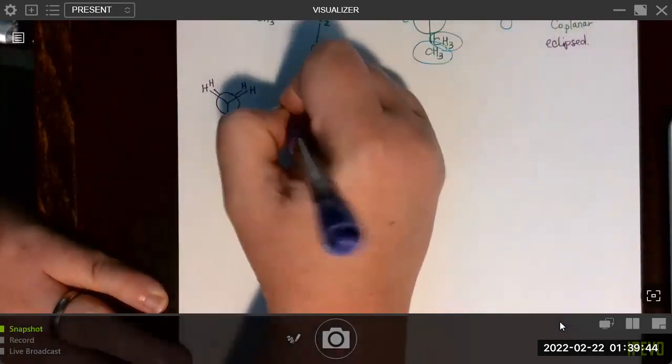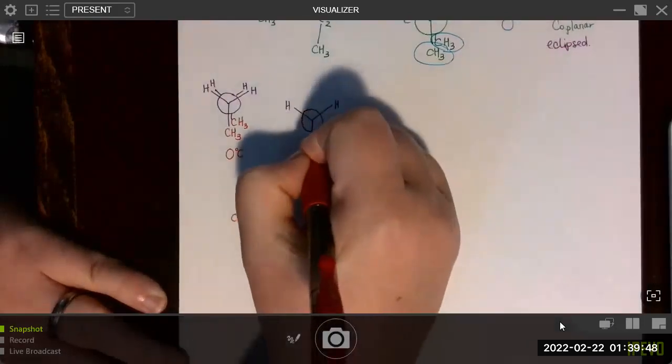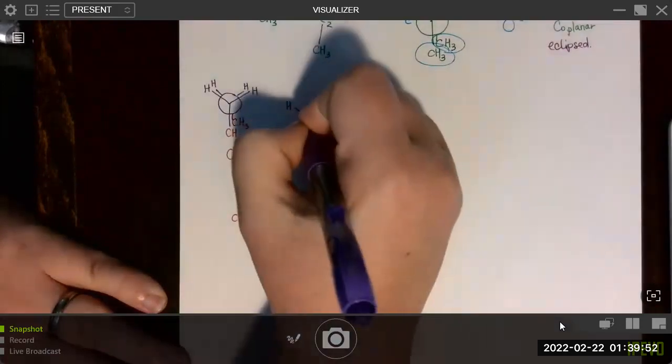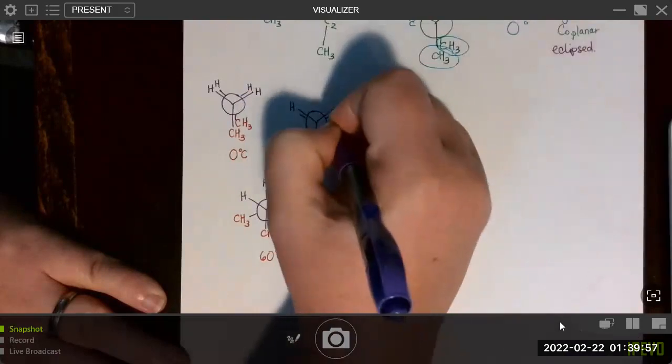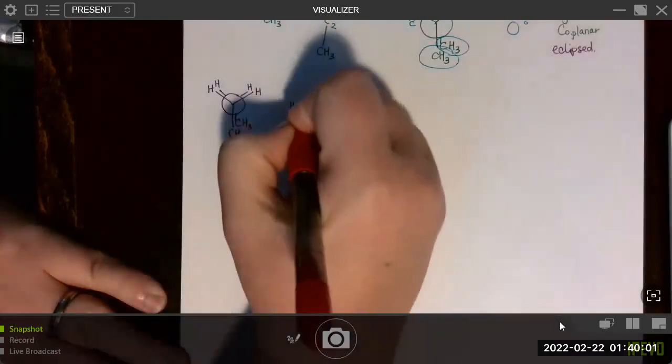And again, we're going to start right with the front carbon always being the same. And then the back carbon, we've gotten to an eclipsed conformation again. And the methyl group on the back ended up here.